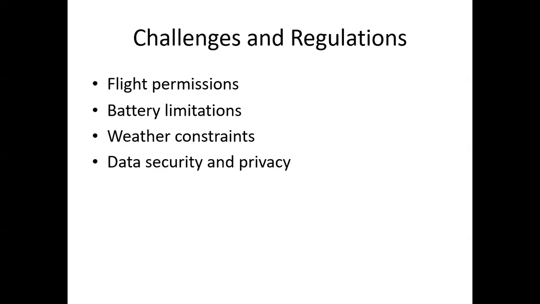Let us go through the challenges and regulations. Drones face several operational challenges in disaster management. Flight permissions and regulatory compliance remain important considerations, particularly in restricted or sensitive areas. Battery limitations can restrict flight duration and operational range. Weather conditions such as strong winds, heavy rain, and poor visibility may affect drone performance and safety.